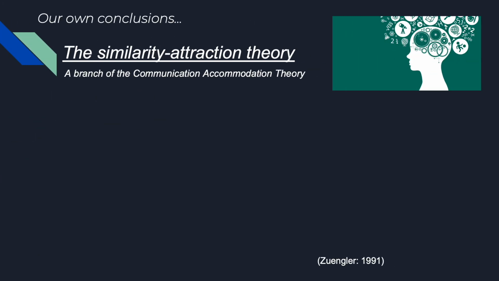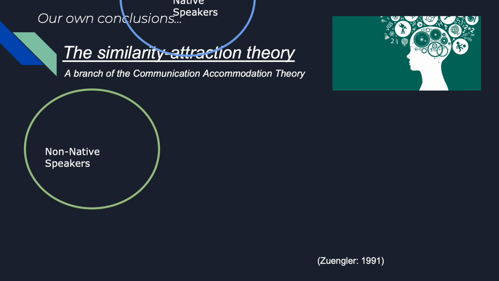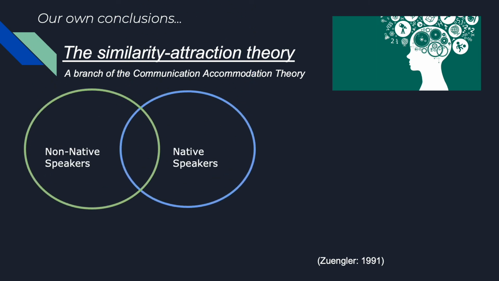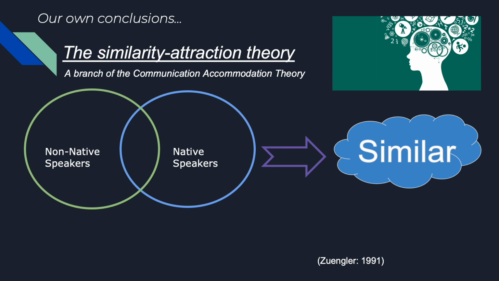Drawing our own conclusions on the study, we speculated that another possible justification for the use of the centralised form at the expense of the other could be suggested by the similarity attraction theory, a branch of the communication accommodation theory developed by Howard Giles in 1971. The theory suggests that non-native speakers are more likely to converge towards the native speaker's language when they identify him or her as similar to themselves, regardless of ethnic identity.